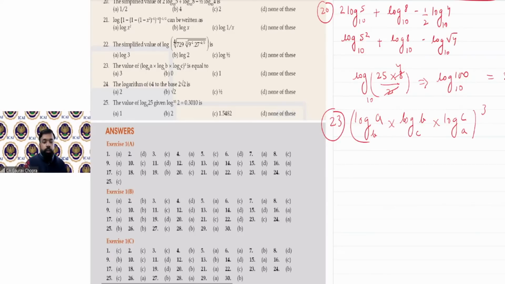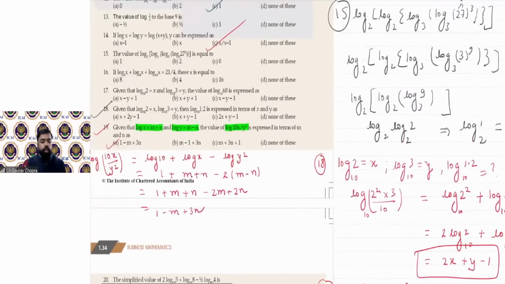So as we know, the cancellation property: the cross will get cancelled, B is getting cancelled, C will get cancelled. So what is left? Log A base A whole to the power of 3. Now log A base A is 1, and 1 cube is equal to 1. Therefore, option number C will be correct. Option number C is correct. So I think we have covered everything.